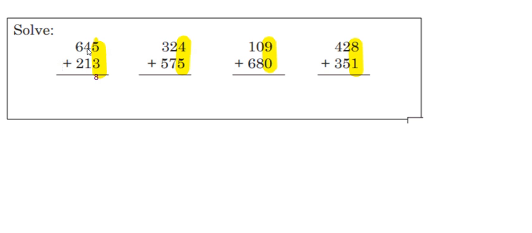Now 4 plus 1 equals 5. Good job. And then 6 plus 2 equals 8. So I know the answer to the addition or the sum for my first problem is 858. Your job now is to solve these 3 problems, okay?